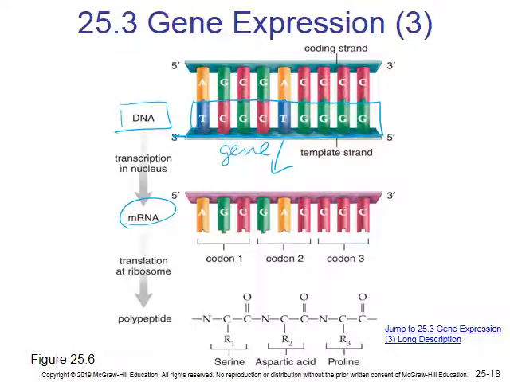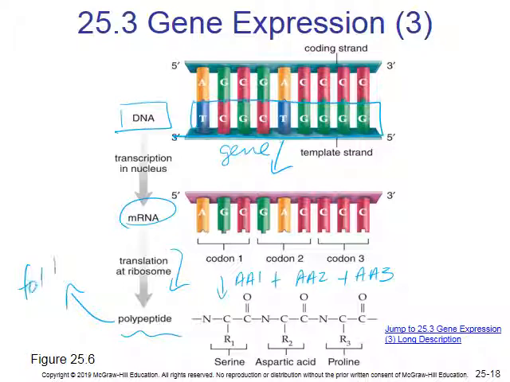Messenger RNA is going to be translated into a polypeptide. And what is a polypeptide? I take amino acid 1 and I link it to amino acid 2 and I link it to amino acid 3, and then eventually we're going to fold this polypeptide, and once it's active, it's now called a protein.